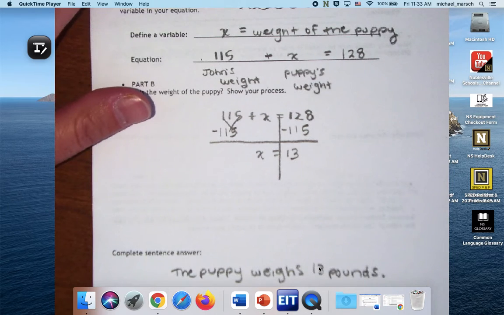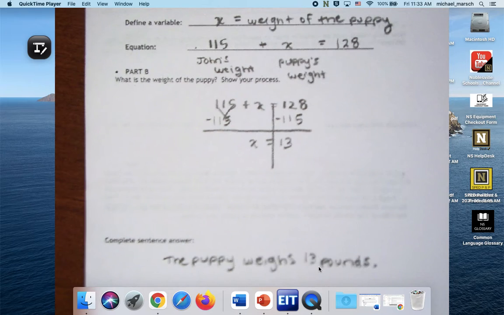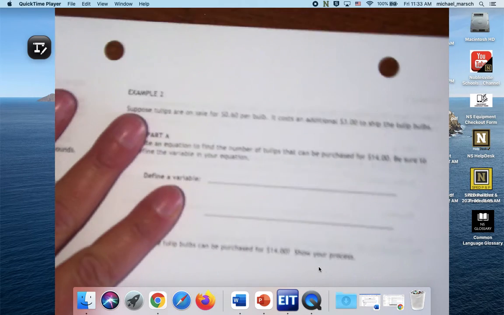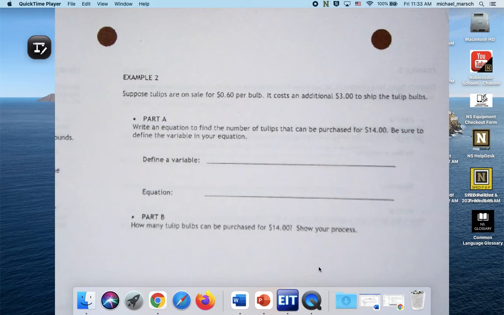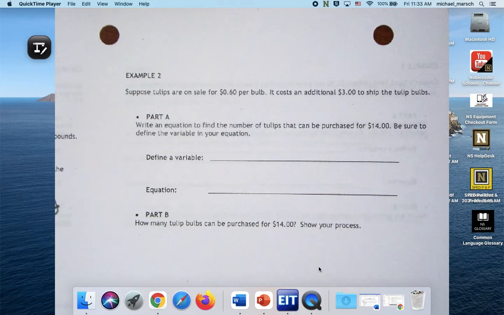Okay, let's look at our next example. Tulips. Suppose tulips are on sale for 60 cents per bulb, right? You have to plant the bulb. Yeah. It costs an additional $3 to ship the tulip bulbs. Write an equation to find the number of tulips that can be purchased for $14. Be sure to define the variable in your equation.